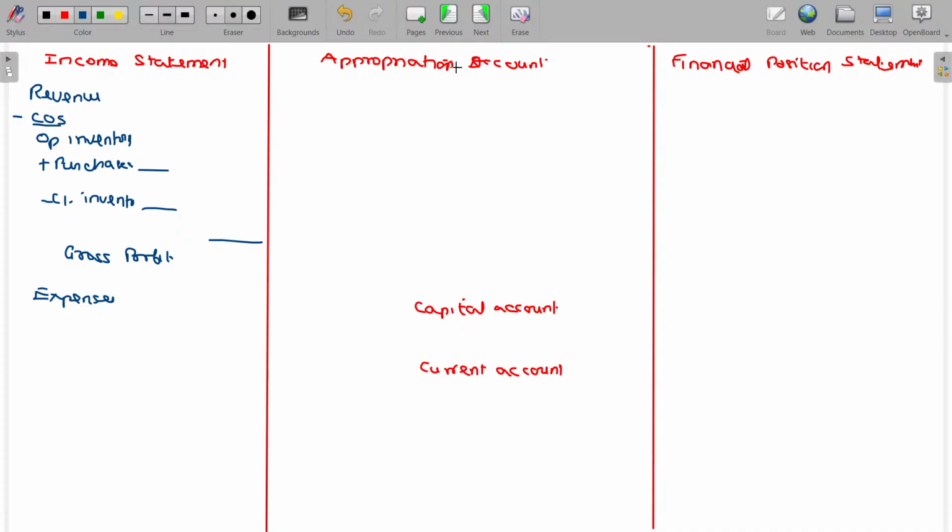In case of appropriation account, you will calculate profit for the year. You know that will be the starting point here. Profit for the year. I start that as an opening value here. Profit for the year.